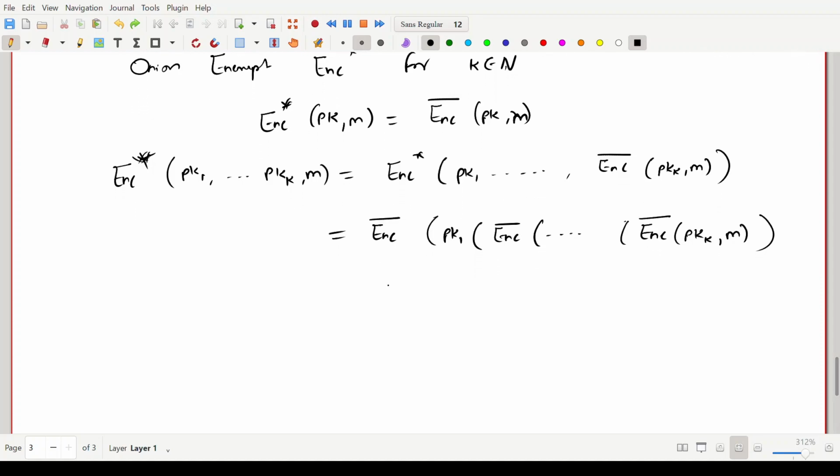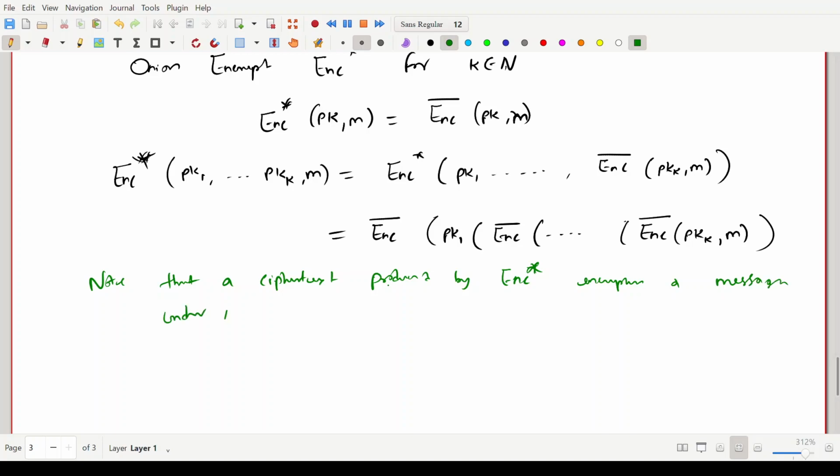And what do you see? The ciphertext here. Note that a ciphertext produced by encryption star, that is onion encryption, encrypting a message under n keys, has the size lambda raised to n.